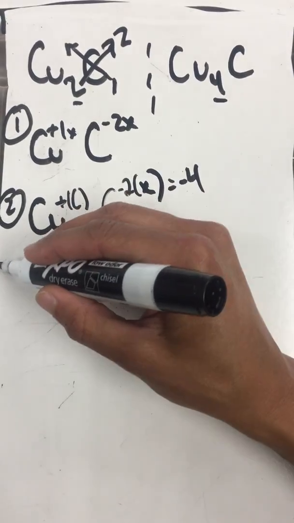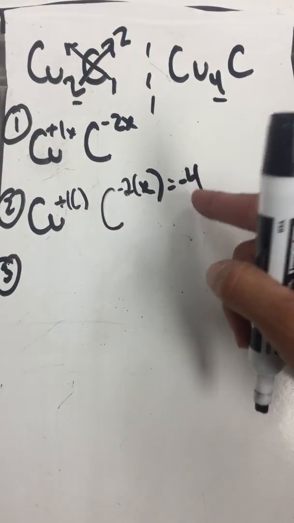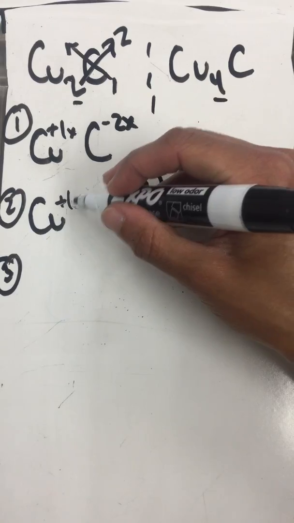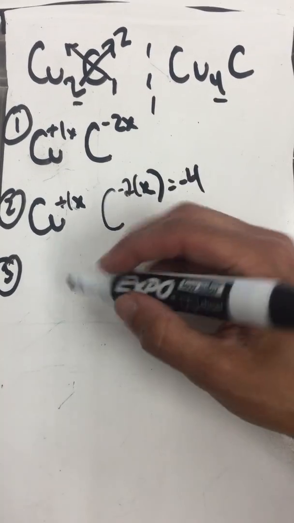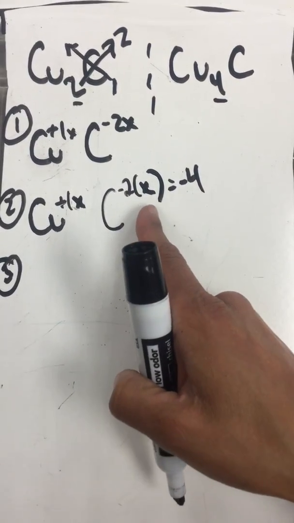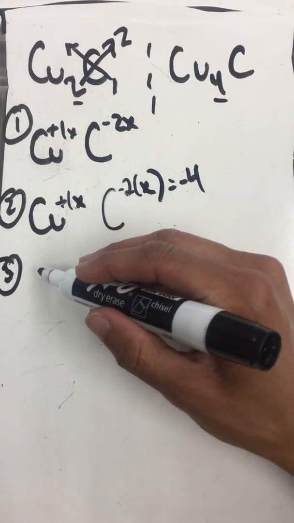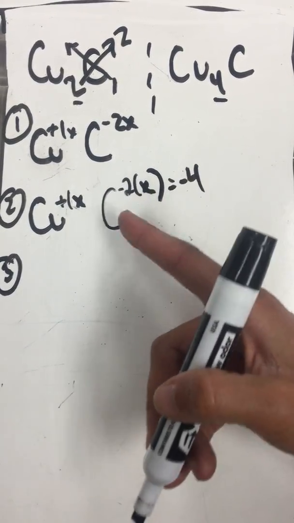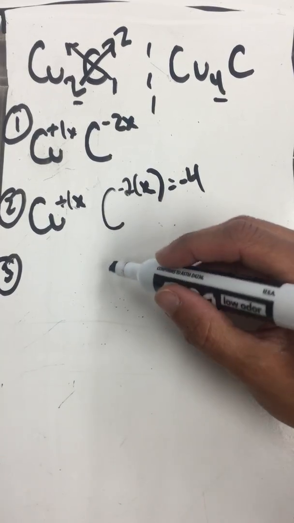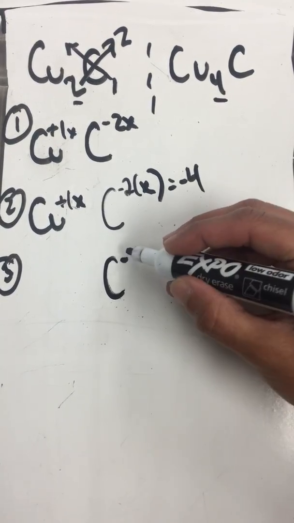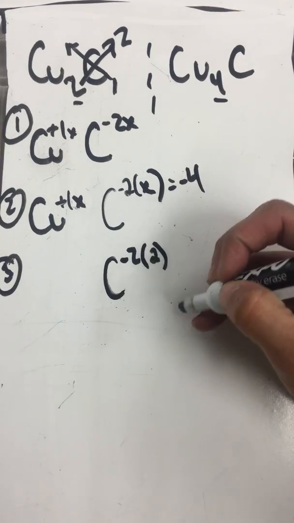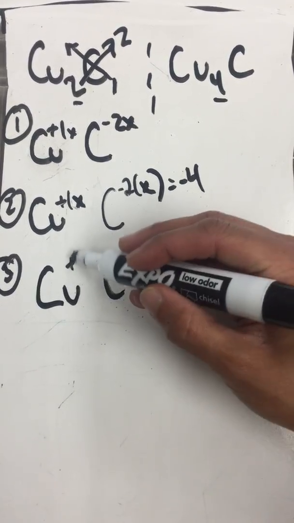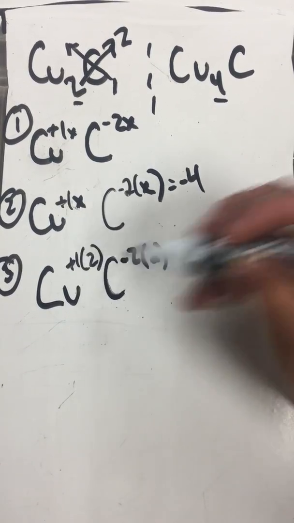And then my third step is just me trying to solve for that x. I'm going to put an x there by copper because it's the same thing. I can see already that I'm going to have to multiply this by 2 in order to get 4. So -2 times 2 gives us -4. That means that little x is actually a 2. I've got to do the same thing over here with copper and change that little x into a 2 as well.